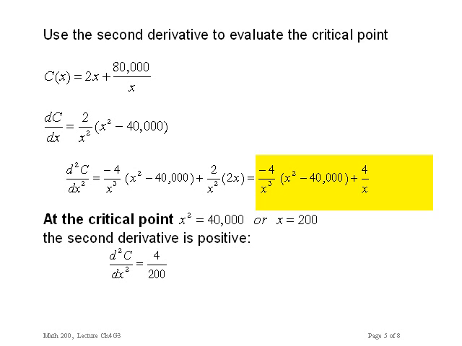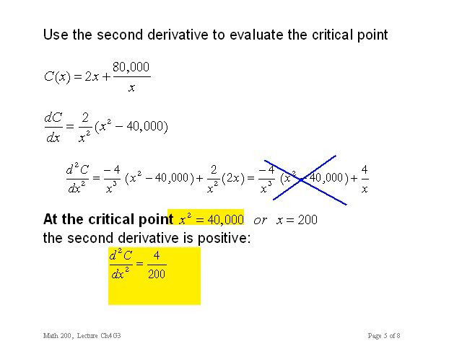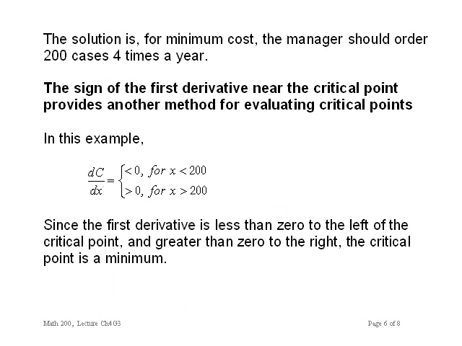The critical point is x equal 200. So when you put x equal 200 into this equation, well, x equal 200 is the same as x squared equals 40,000, and this first term is gone. All I'm left with is 4 over x, x being 200. So the second derivative is 4 over 200, which is positive. This says that the critical point, x equal 200, is a local minimum. So now we have a solution. For minimum cost, reordering, and storage cost, the manager should order 200 cases 4 times a year.